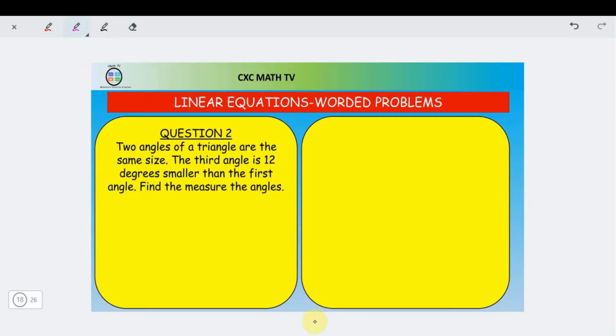Okay. Question 2. Question 2 says two angles of a triangle are the same size. So another angles question. And the third angle is 12 degrees smaller than the first angle. Find the measure of the angles. So pause the video and attempt the question for me, please. Please pause and do it first.